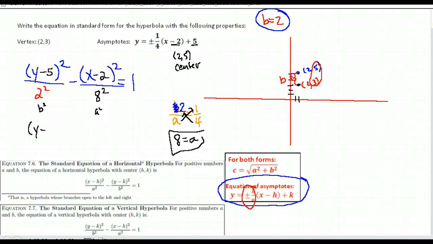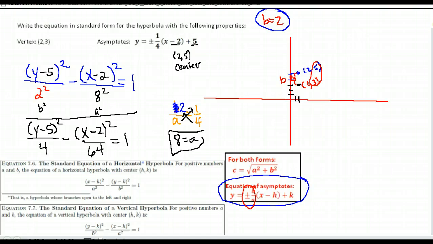I'm going to go ahead and write it with the squared: y minus 5 squared over 4 minus x minus 2 squared over 64 is equal to 1. Okay, so there's the standard form of my hyperbola given the vertex 2, 3 and the asymptotes y equals plus or minus 1/4 times x minus 2 plus 5.